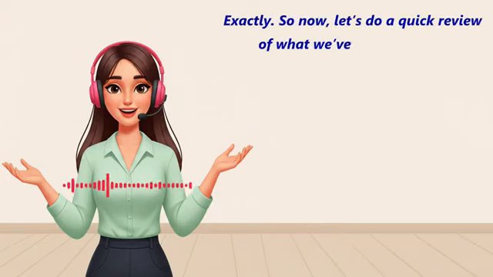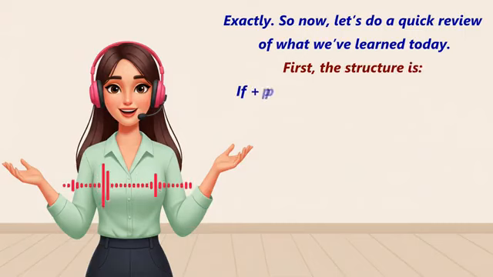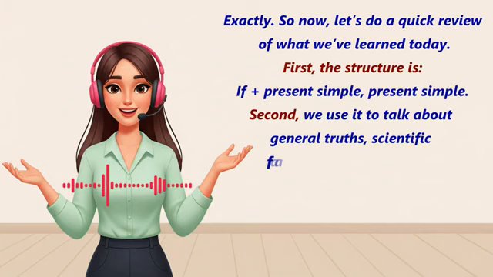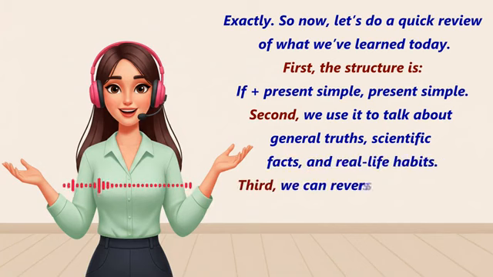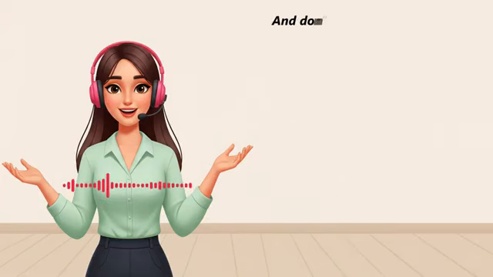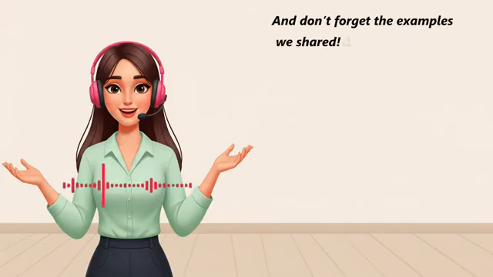Exactly. So now let's do a quick review of what we've learned today. First, the structure is if plus present simple, present simple. Second, we use it to talk about general truths, scientific facts, and real-life habits. Third, we can reverse the sentence order and drop the comma if needed. And don't forget the examples we shared.